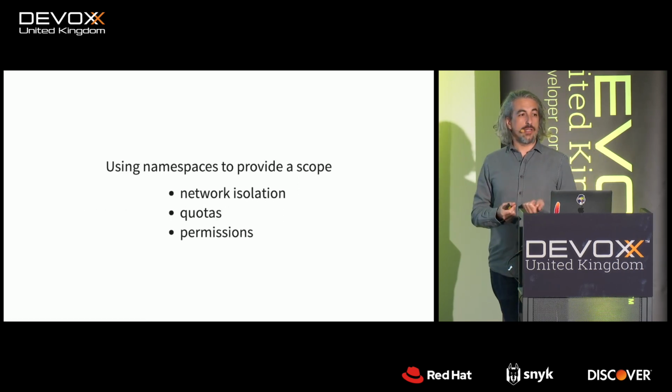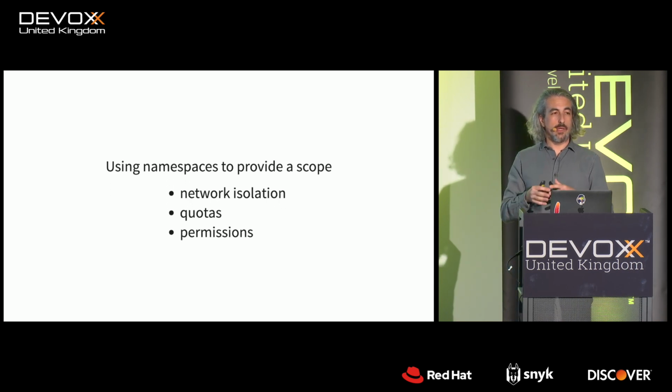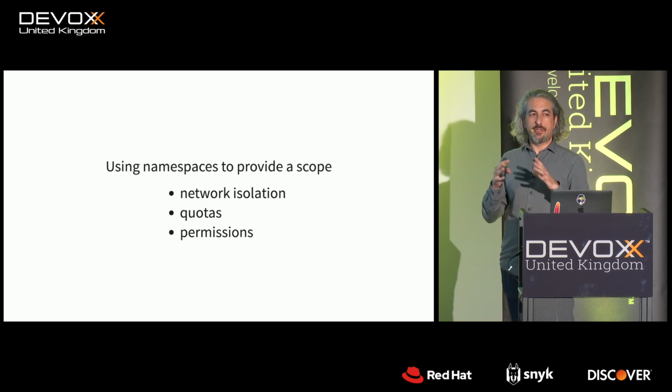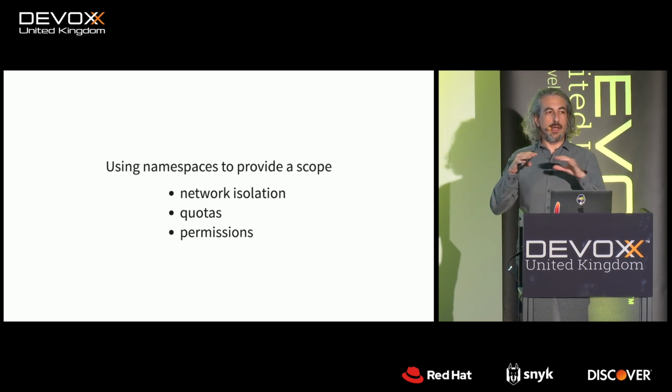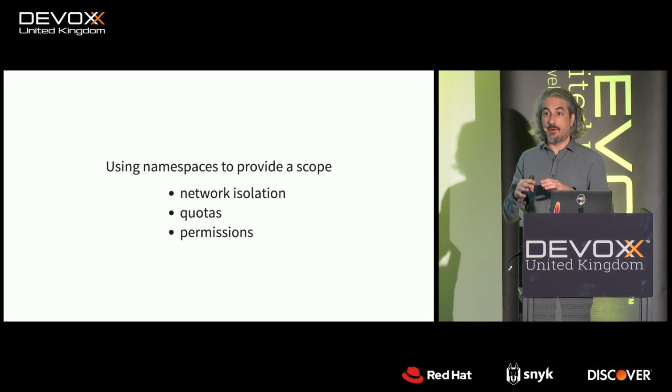On Kubernetes, you can use namespaces to provide the scope. It allows you to do network isolation, quotas, permissions. So that's why we chose the namespace level as one of the isolation layers for the Java application.